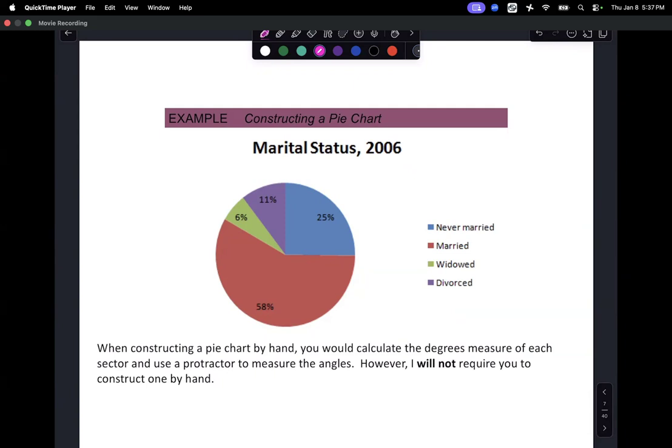So if we did it by hand, you would have to use a protractor to measure the angles and figure out what proportion, like what 58% of 360 is, and then figure out what that angle is and draw it in. It is a lot of work. It's kind of satisfying once it's done, but obviously, as I said, I'm not going to make you do that. Any questions about pie charts? All right.